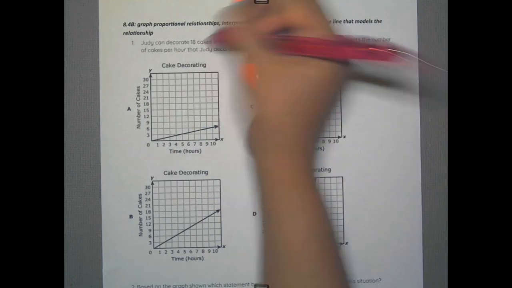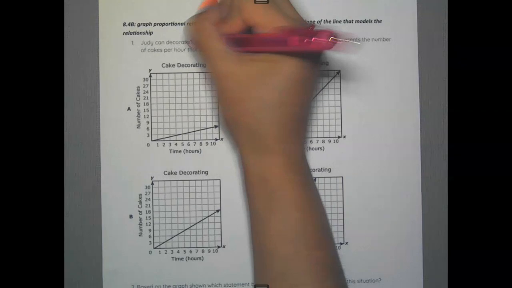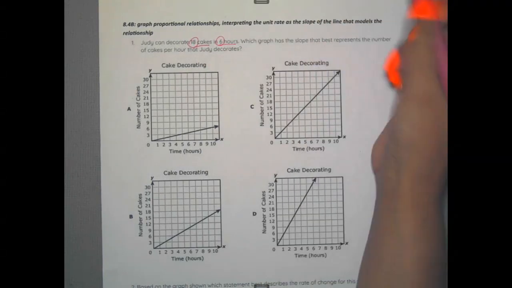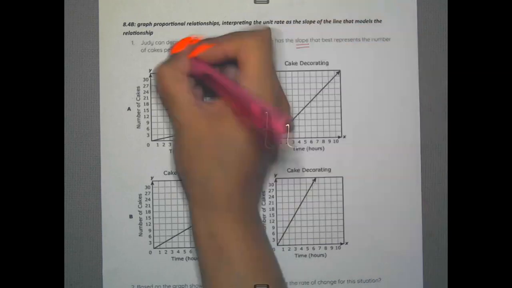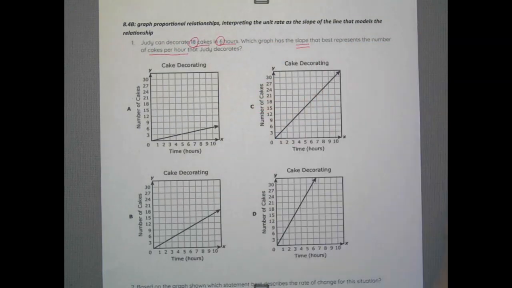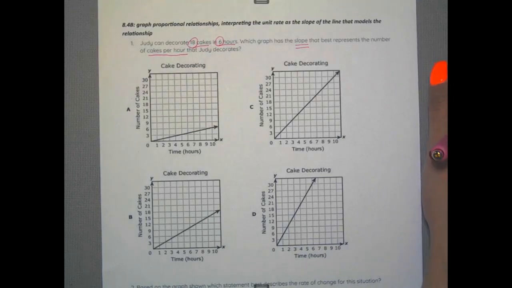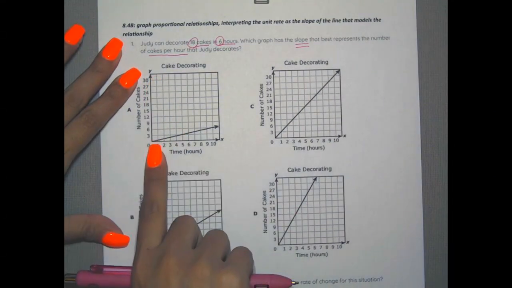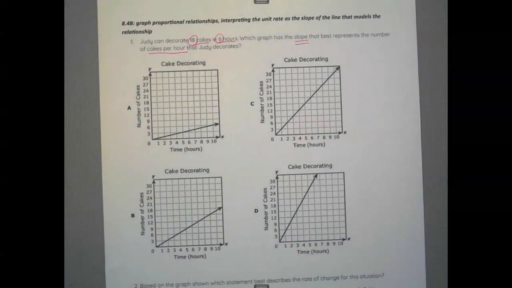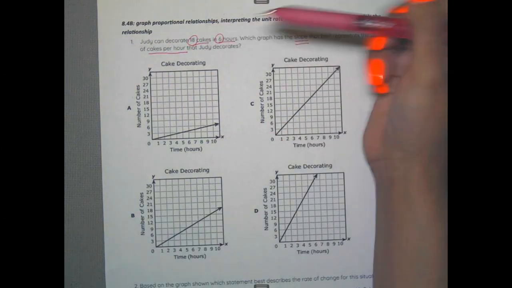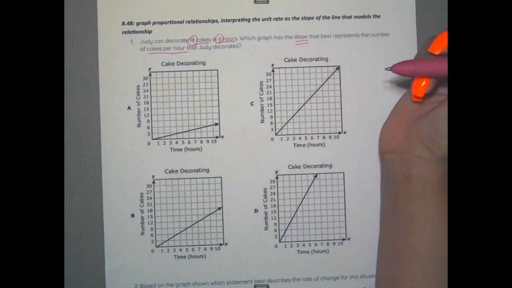So the first thing I look at in my problem, it says 18 cakes in 6 hours. So what I'm going to do is look at my four graphs, and the first thing I notice is that my y-axis says number of cakes and my x-axis says time in hours, and it says that for all of them. So the information that I'm given is 18 cakes in 6 hours.